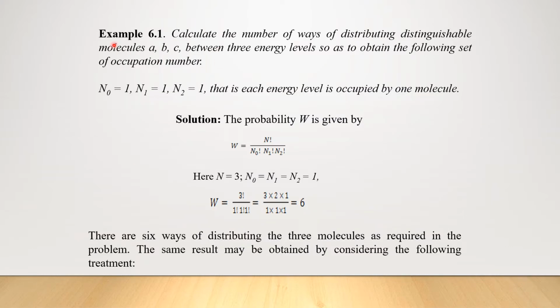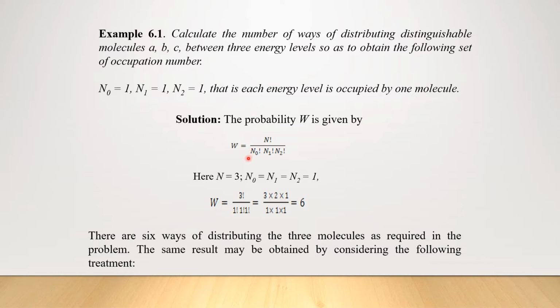Now, for example, let us discuss the first problem. Calculate the number of ways of distributing distinguishable molecules, suppose A, B, C, between the three energy levels so as to obtain the following set of occupation numbers. That means the three molecules, suppose N0 is equal to 1, N1 is equal to 1 and N2 is equal to 1, that is each energy level is occupied by one molecule. So you have to find out the number of ways of distributing the distinguishable molecules.